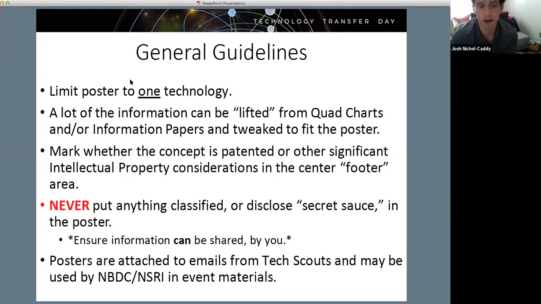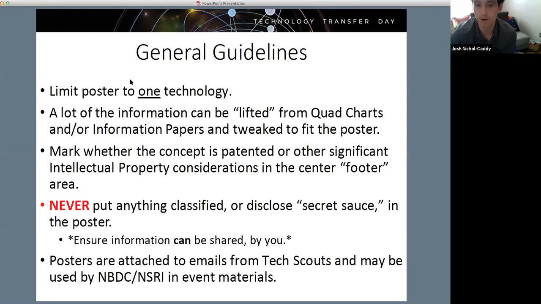And then also, we put it in red here, never put anything classified or otherwise disclose that secret sauce in the poster or any of the documents that we're talking about here, because we don't want you to run afoul of those intellectual property considerations that you're trying to think about.